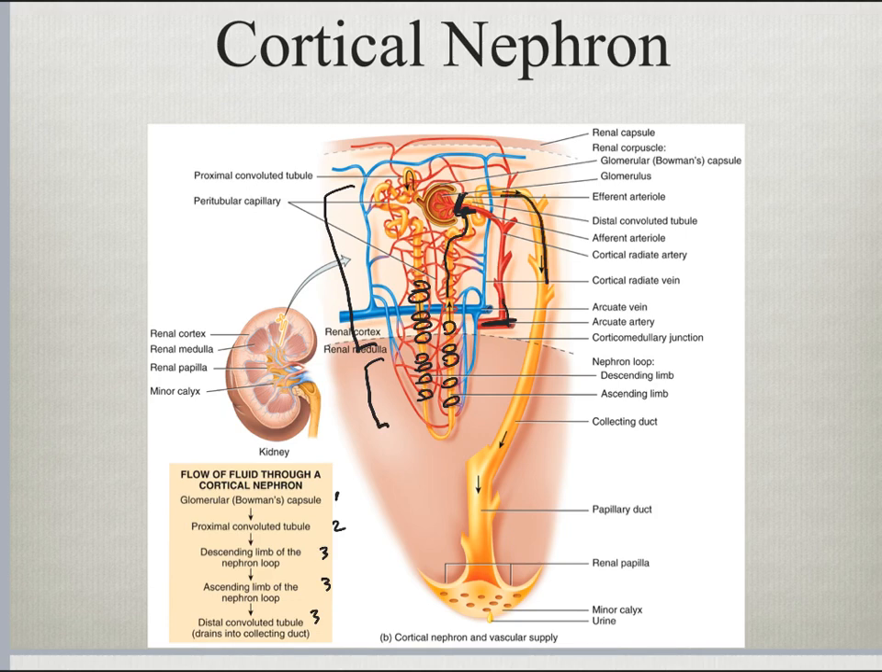Now we come into these collecting ducts, and from the collecting ducts, we're going to enter into the renal papilla. If you go back to the renal pyramid, that white portion at the bottom, and we're going to slowly drip urine into the first of our smallest funnels, the minor calyx.